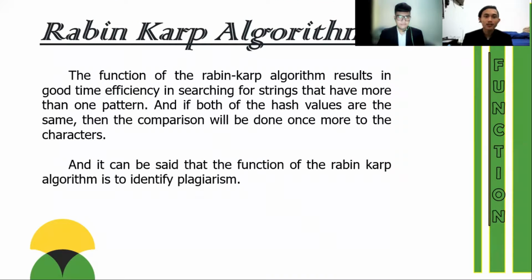The function of the Rabin Karp algorithm is good time efficiency in searching for strings that have more than one pattern, and if both of the hash values are the same, then the comparison will be done once more on their characters. It can also be said that the function of the Rabin Karp algorithm is to identify plagiarism.